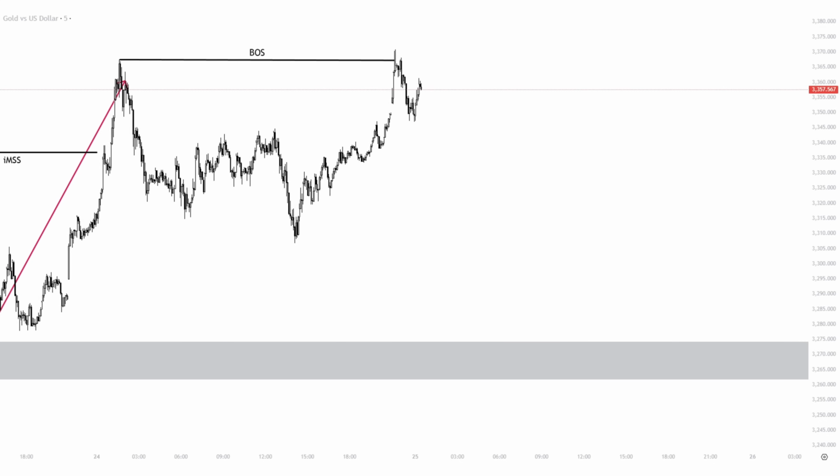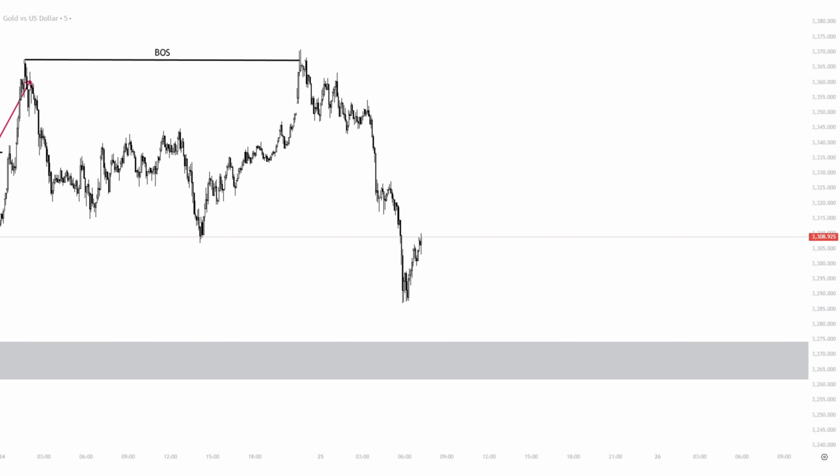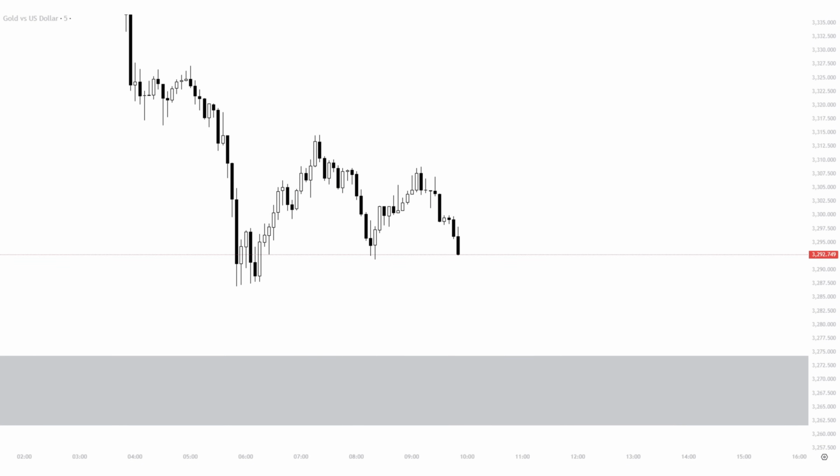So it has broken to the upside here, but did not fill the downside support or demand yet, but now it's getting closer to the zone, so it might be able to fill the zone.